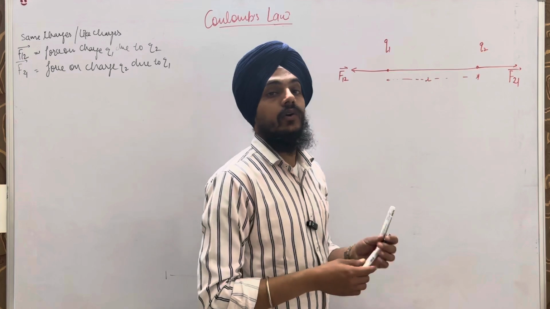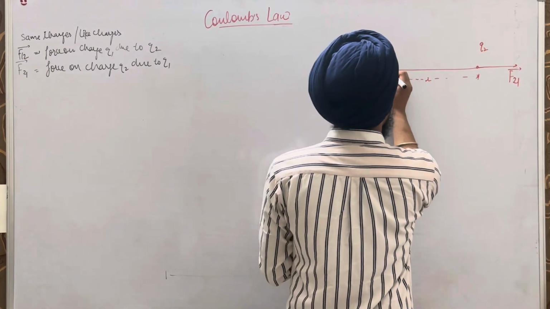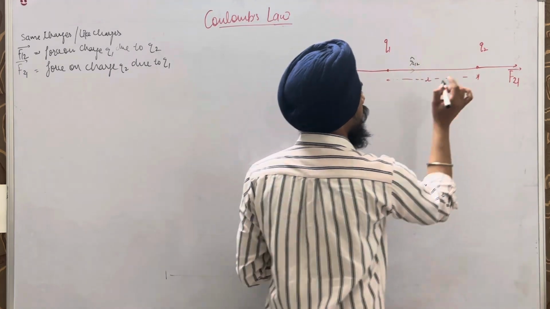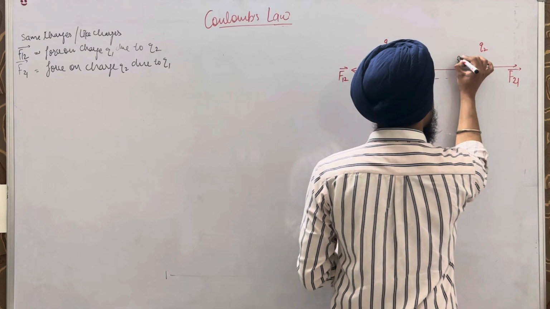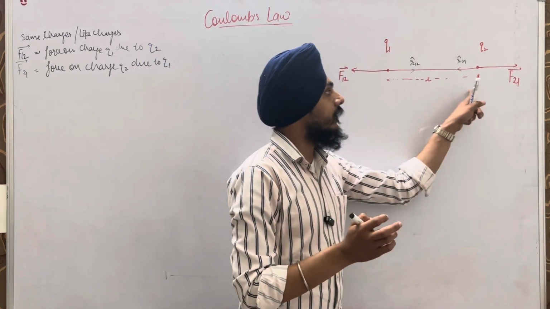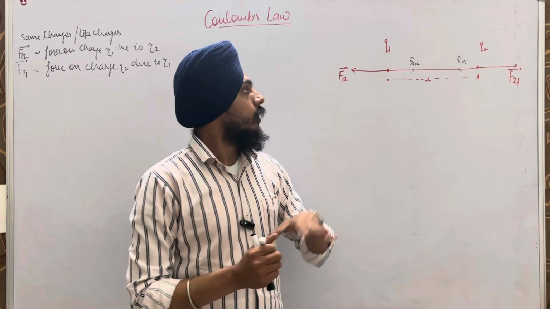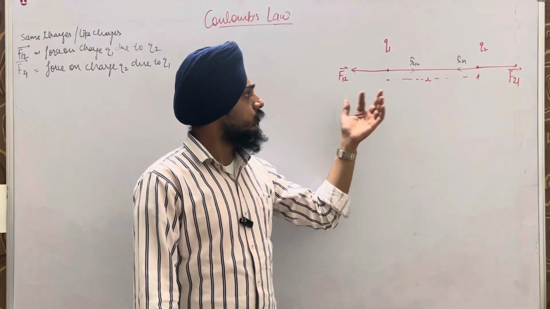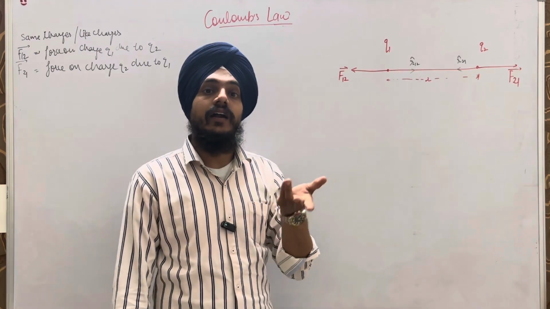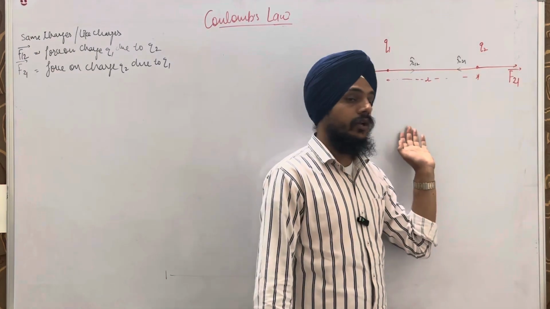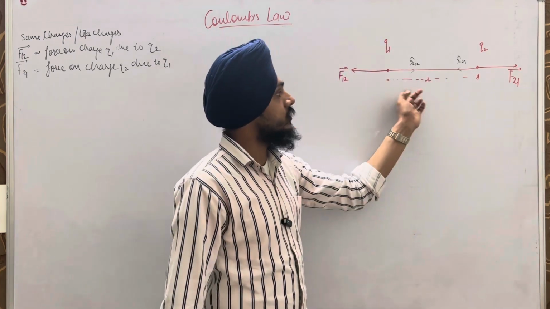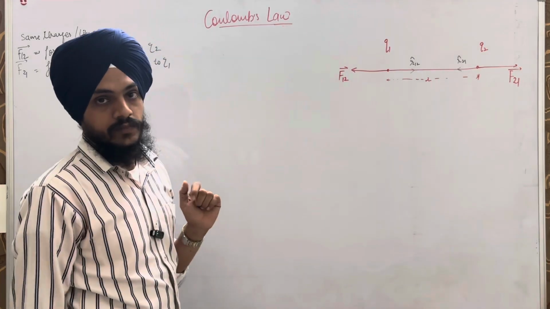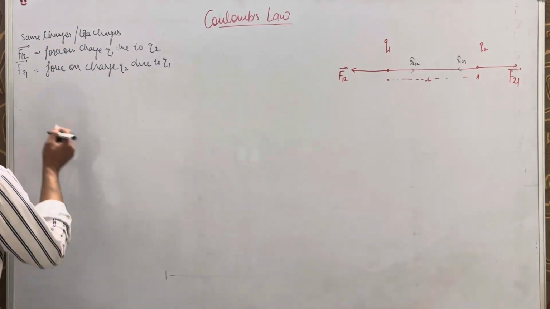Clear? So now we can draw its unit vectors. The unit vector will be along the line joining. This is R12 cap, this is R21 cap. These two are the directions of the unit vectors of these two forces along the line joining. We know these two vectors act along the line joining. So we can draw these directions like this. R12 goes that way, R21 comes this way. Okay, so now we can calculate F12.